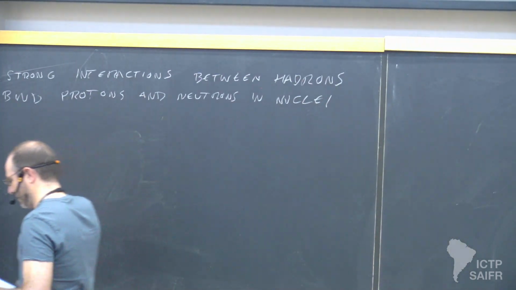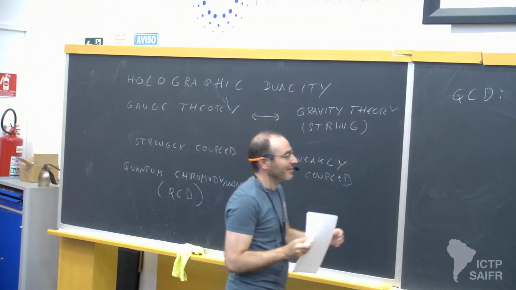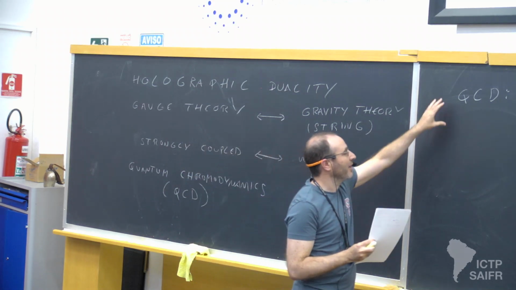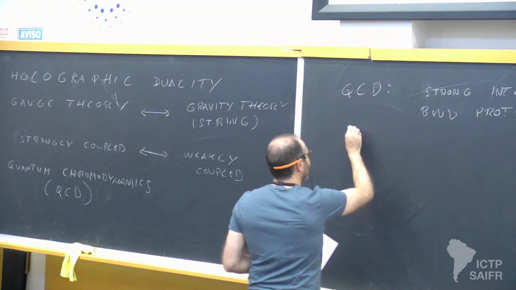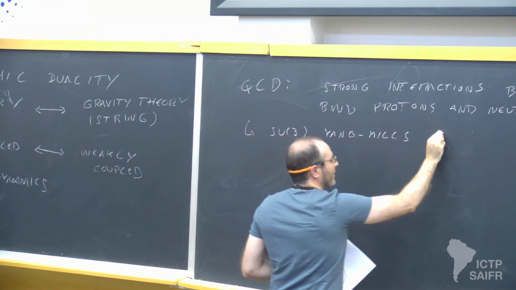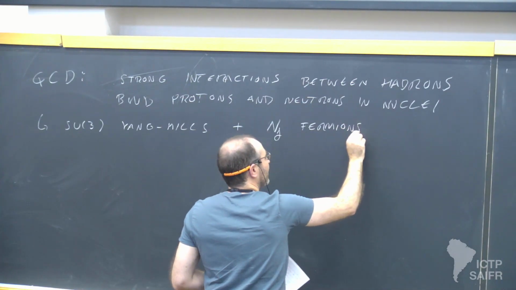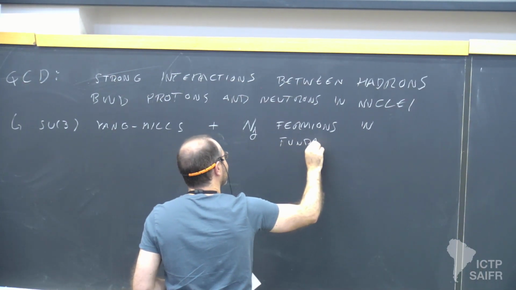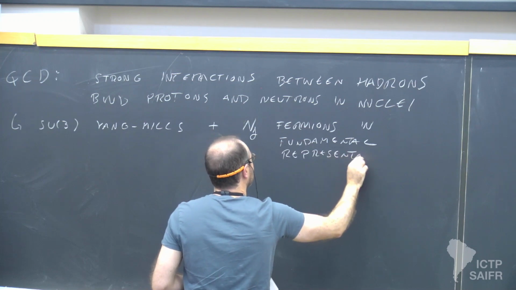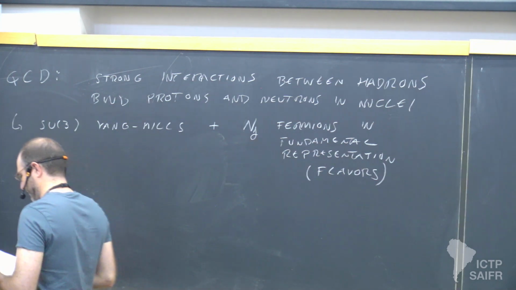This is how we first observed the existence of this force. And then we understood later that behind these strong interactions and this binding force between the protons and neutrons, we have a gauge theory, which is QCD, an SU(3) Yang-Mills theory plus a number of flavors in the fundamental representation. These are called the flavors.